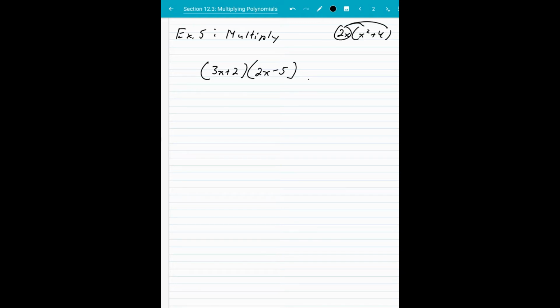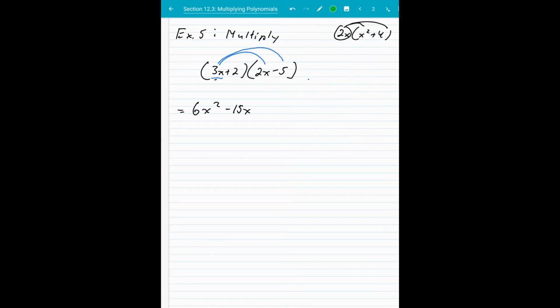So what I'm going to do first is take this 3x right here, and we're going to distribute it to both things on the other side and multiply them out. So for the first two numbers, 3x times 2x would make 6x squared. Then 3x times negative 5 would make negative 15x.